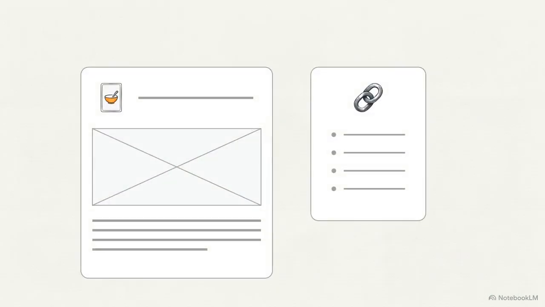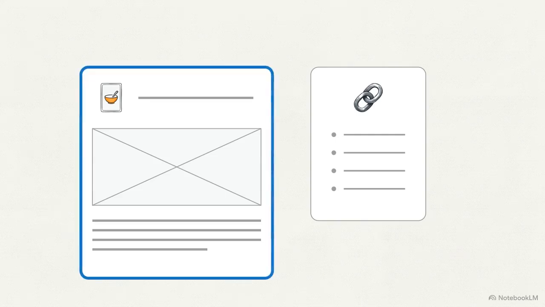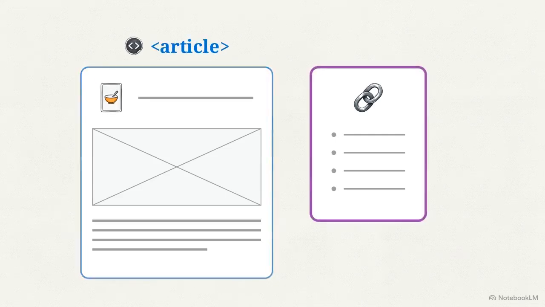Look at this wireframe. You have a recipe on the left and related links on the right. The recipe is independent. It works on its own. That makes it an article. The links belong to an aside, content related to the main story but removable without ruining the recipe.